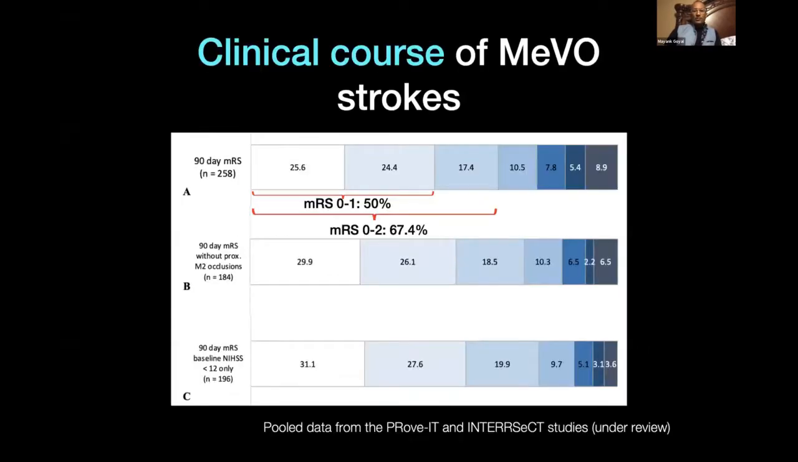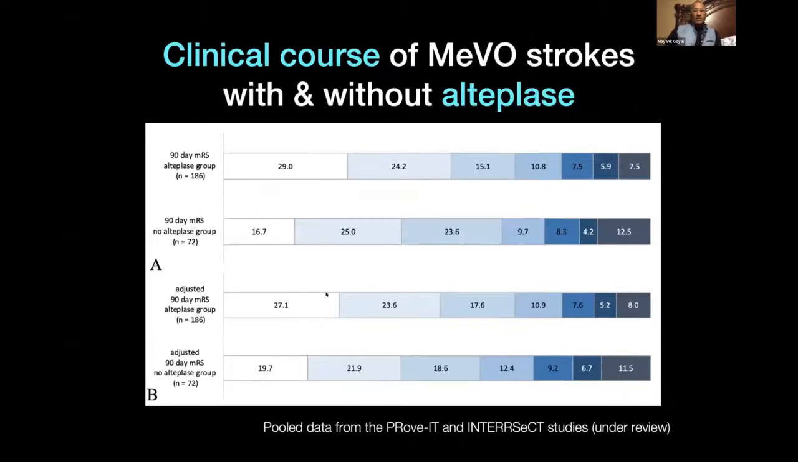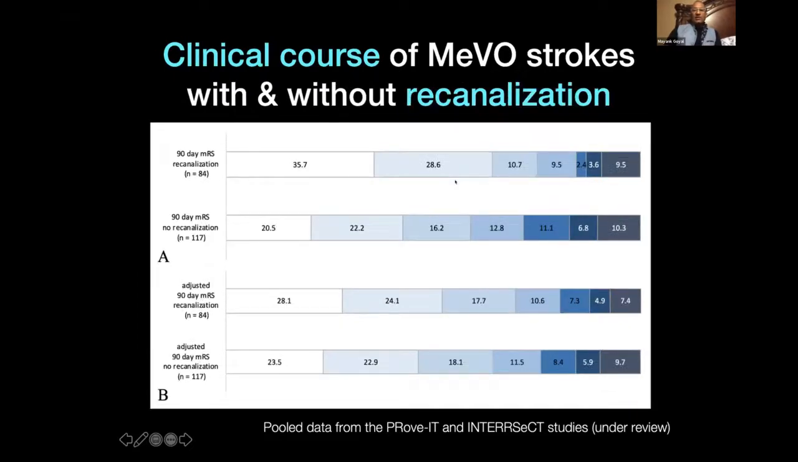So coming back to the clinical course of MeVO, what we did find was that with and without alteplase, the outcomes are different. Alteplase does have an effect. It does improve outcomes, but even in the presence of alteplase, there was 53% that had an mRS 0-1, which means 47% did not have it. The second part, which is even more relevant, is that because we had the 4 to 6 hour CT angiogram, we knew whether the vessel recanalized or not.